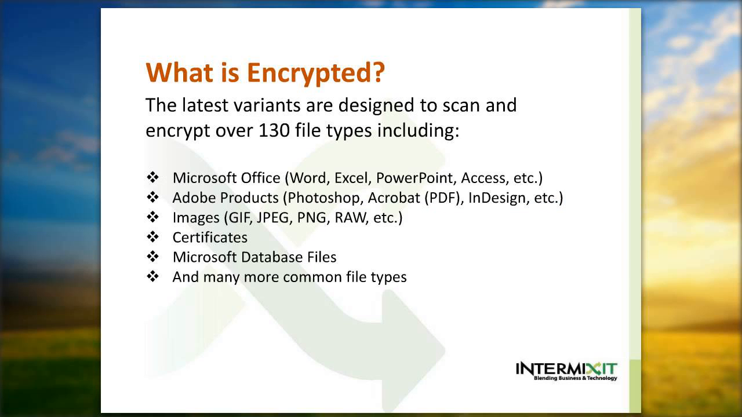What is encrypted? The latest variants are designed to scan and encrypt over 130 unique file types, including Microsoft Office Word, Excel, PowerPoint, Access, and other Office products. The Adobe product suite, including Adobe Photoshop, Acrobat, which is your PDF files, InDesign, and the other Adobe products used by graphic designers, web developers, and image professionals. Your image files: GIFs, JPEGs, PNG, raw images. If you're a photographer, your raw images are really the lifeblood of your business.